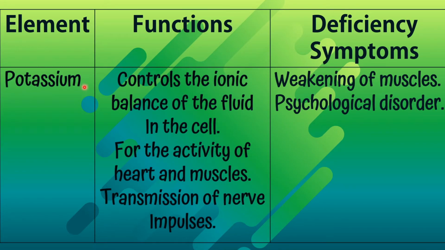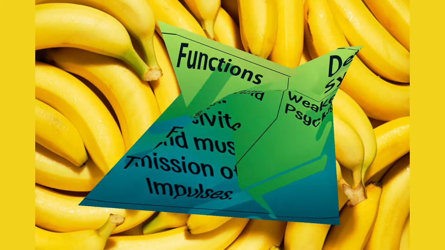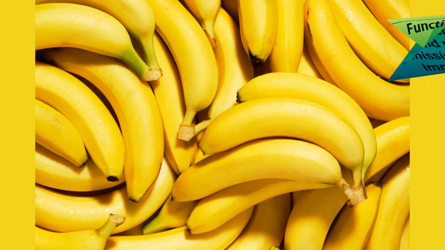The element is potassium. Functions: control the ionic balance of fluid in the cell, activity of the heart and muscles, transmission of nerve impulses. Nerve impulses means signals from the brain. The deficiency symptoms are weakening of muscles and psychological disorder. Banana is an example of a potassium containing food.